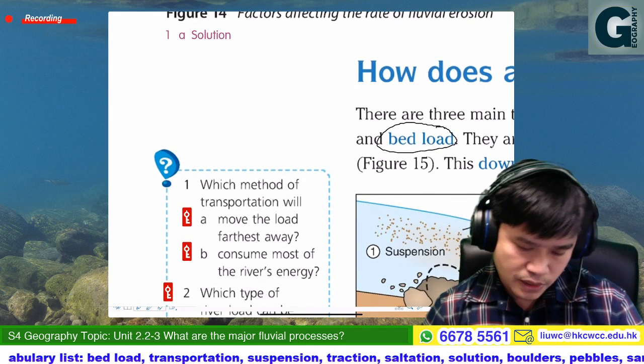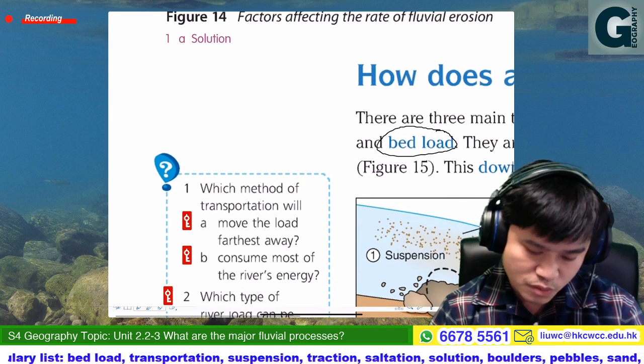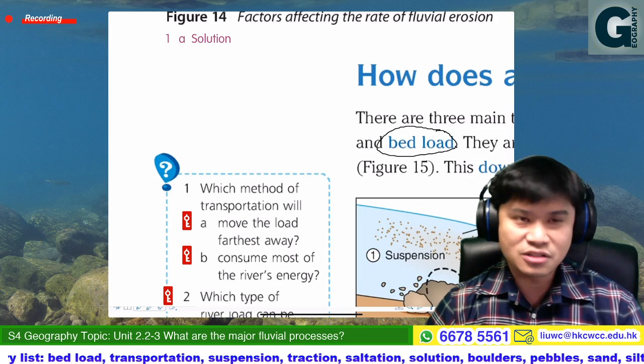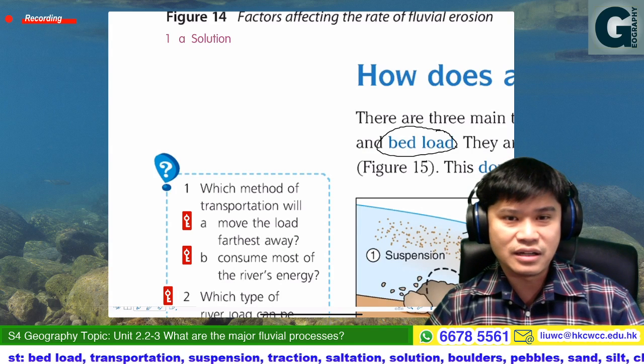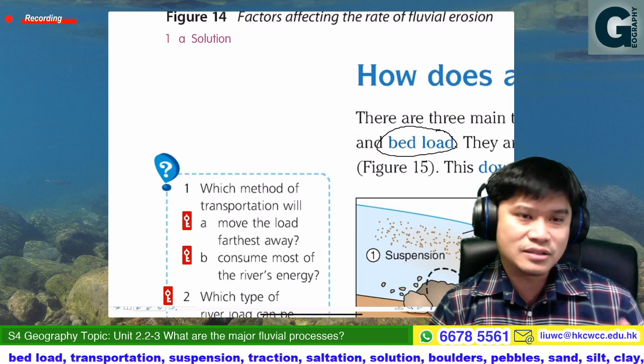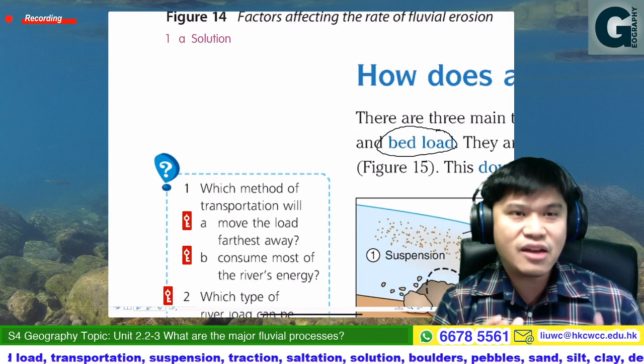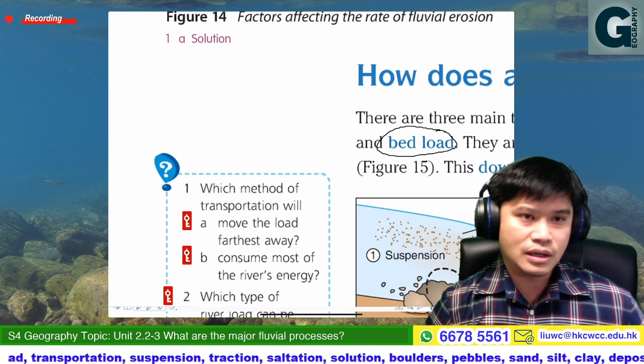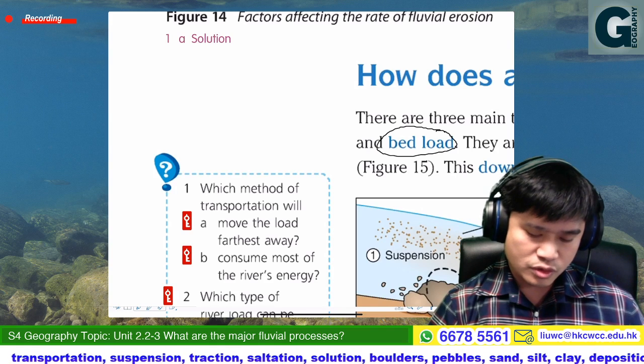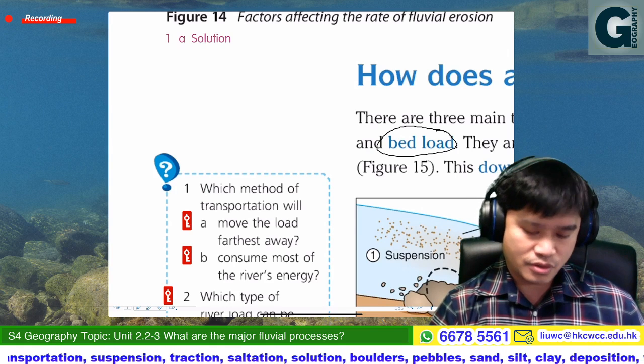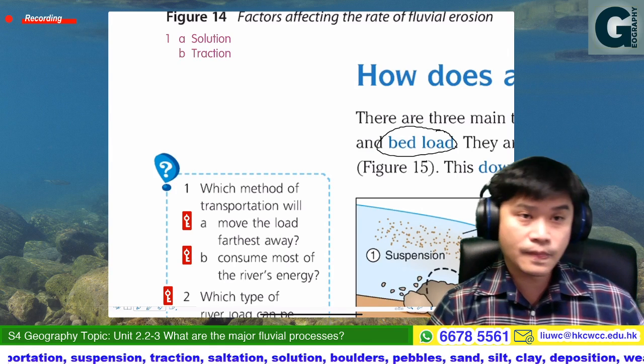Which method of transportation consumes the most river energy? That is very obvious. When the load is the heaviest, the river needs to consume the most energy. Therefore, there must be traction.